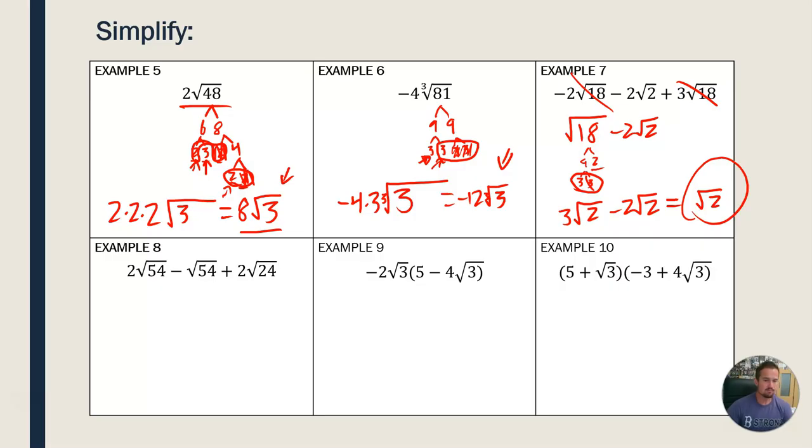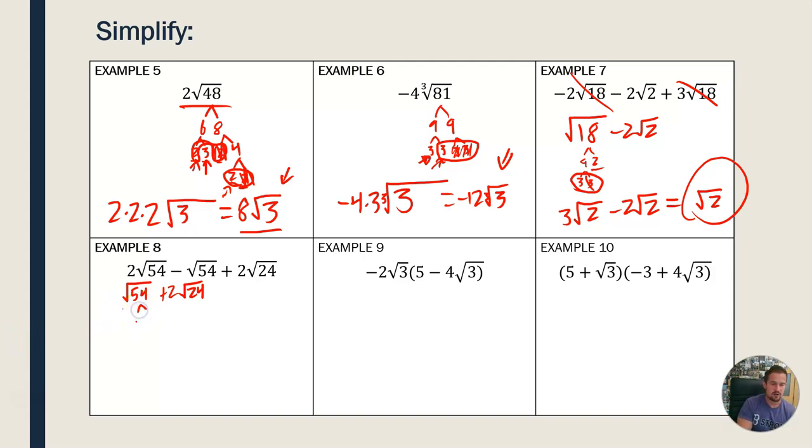Okay? Let's look at example number 8. Similar thing. I have 2 square root of 54 minus the square root of 54. I could combine those together right now to just be 1 square root of 54 plus 2 square root of 24. So now I want to simplify each of these radical expressions to see if they simplify to a radicand where I can combine them together.